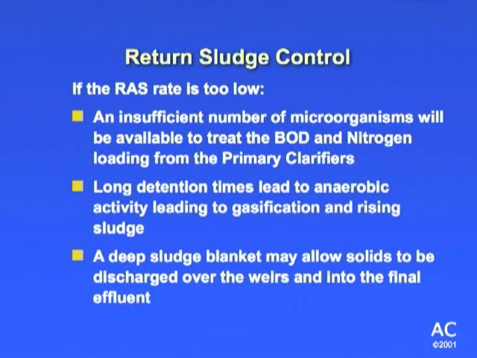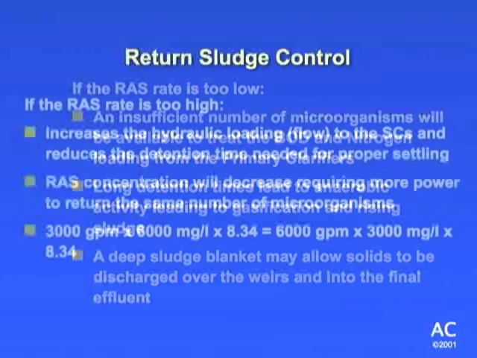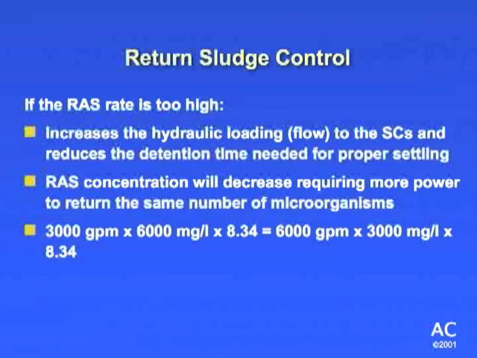Now when you get into return sludge control, I went through basically the typical issues you'd see with your clarifiers. If your RAS rate's too low, you can have an insufficient number of microorganisms available to treat your BOD and nitrogen loading from the primary clarifiers, or primary settling tanks. Long detention times lead to anaerobic activity leading to gasification and rising sludge. Deep sludge blanket may allow solids to be discharged over the weirs and into the final outflow. If the RAS rate's too high, it'll increase the hydraulic loading to the secondary clarifiers, or your final settling tanks in your case, and reduces the detention time needed for proper settling.